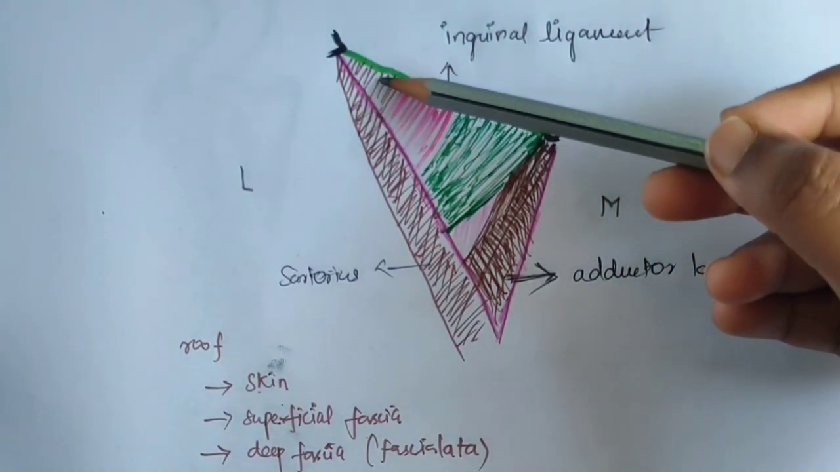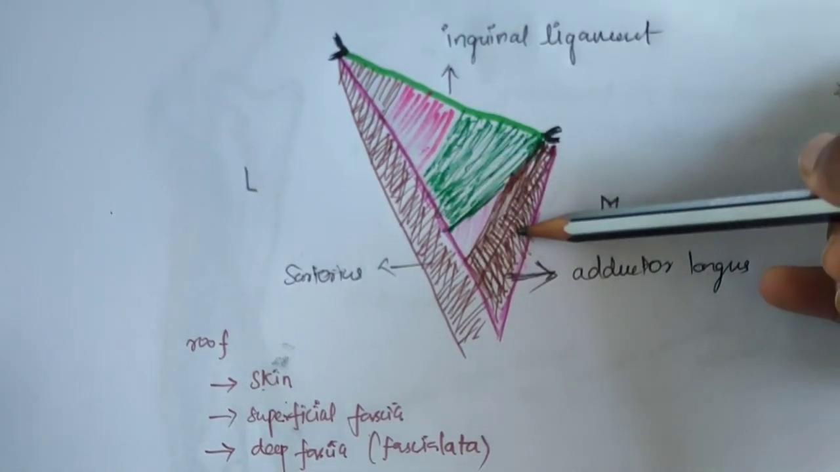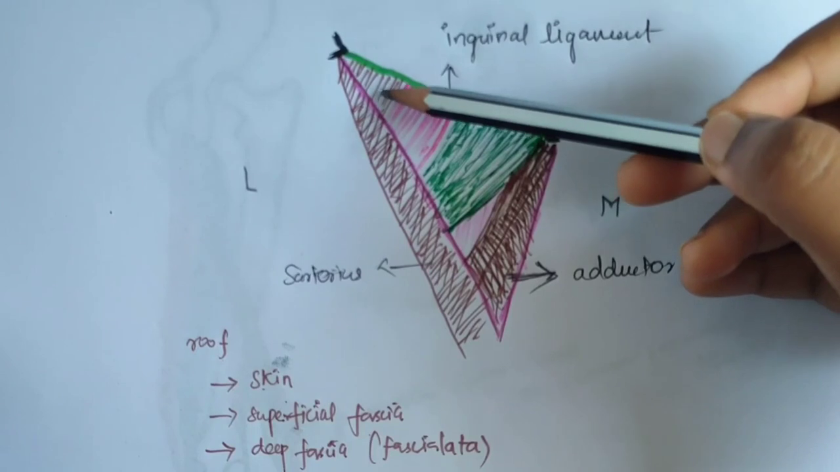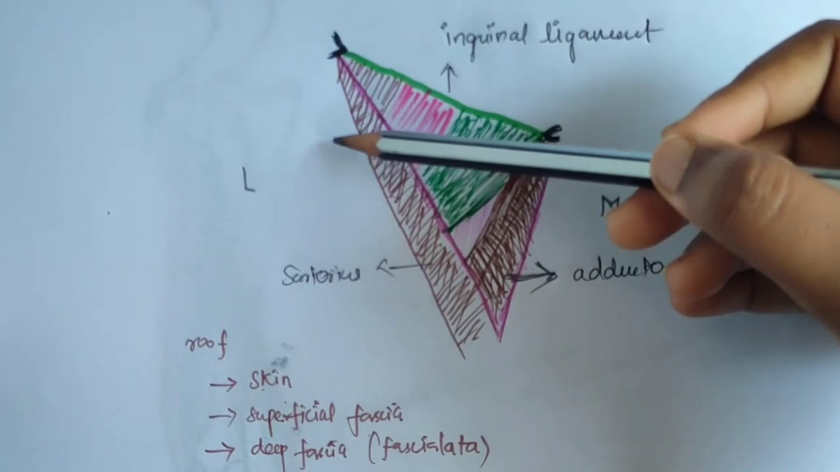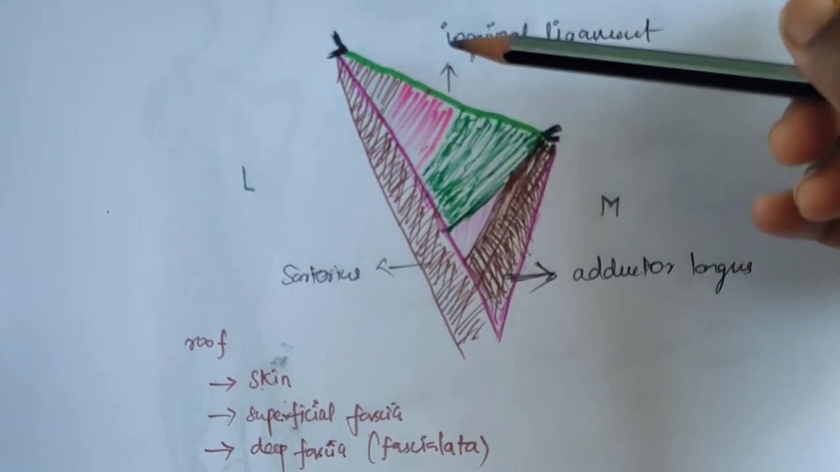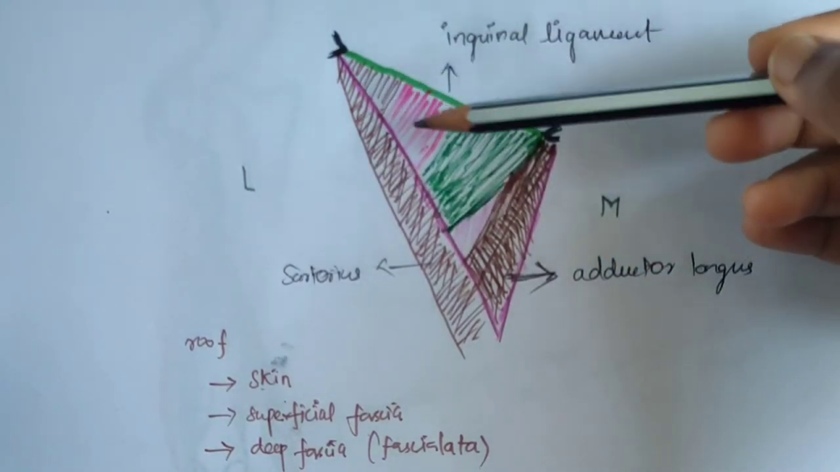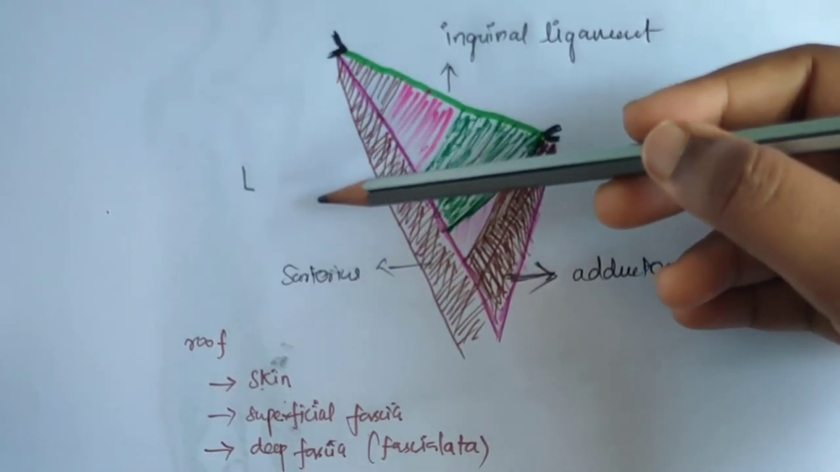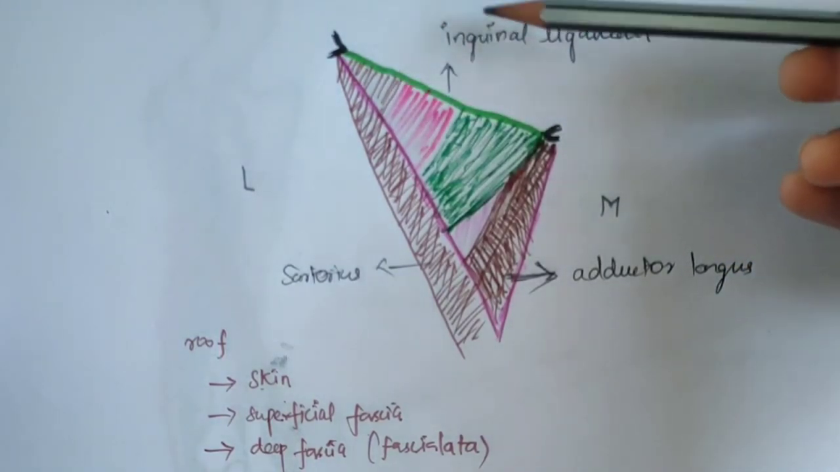This is the iliacus muscle, and this is psoas major, pectineus muscle, and then adductor longus. The iliacus muscle originates from the iliac fossa and inserts to the lesser trochanter, and this is psoas major. It originates from the posterior abdominal wall and inserts to the lesser trochanter. Iliacus and psoas major have the same insertion and the same tendon, but they have different origins.